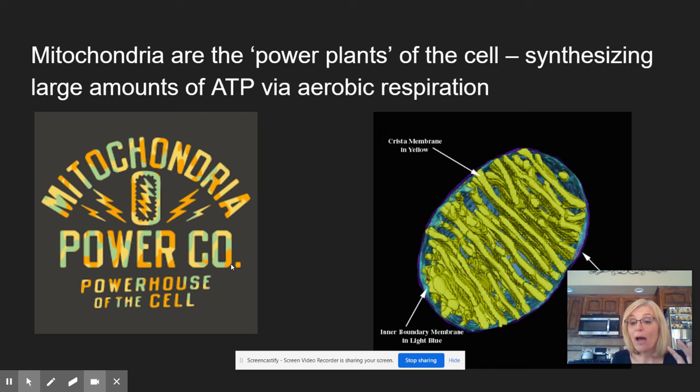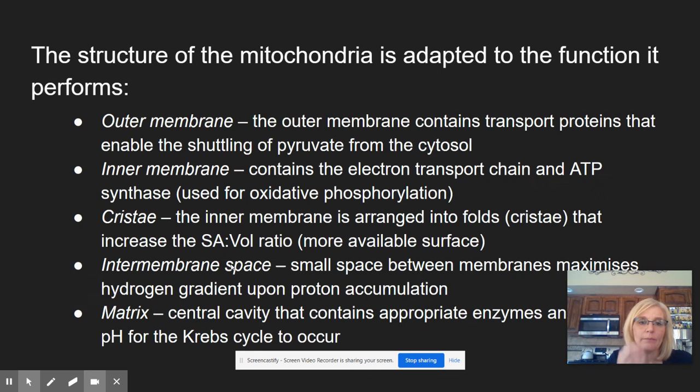So remember, this is the powerhouse of the cell. It makes all of the ATP that cell needs. Remember that cells cannot borrow energy from each other, so each one has to be able to do this. And if it's inside of the mitochondria, it's always aerobic respiration. Outside the mitochondria, it's anaerobic respiration.